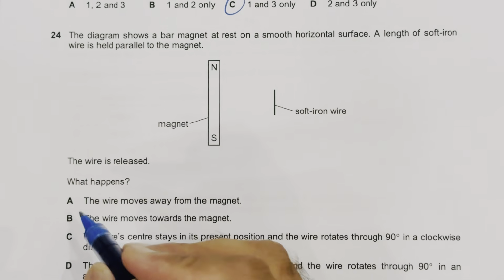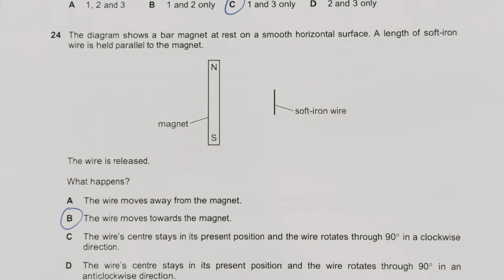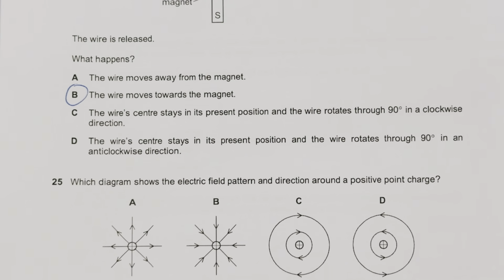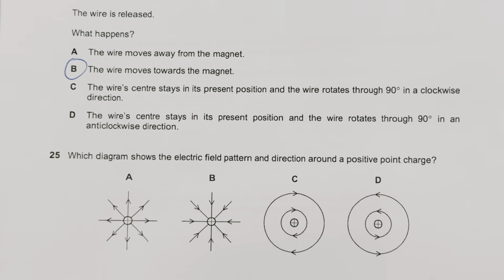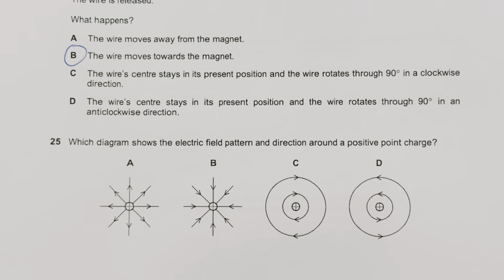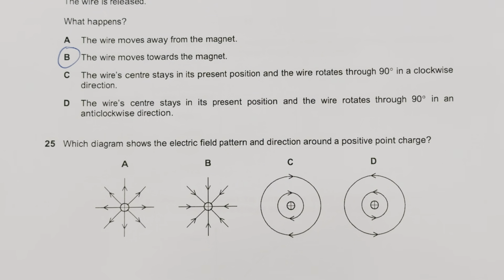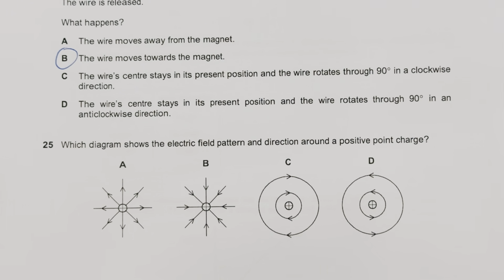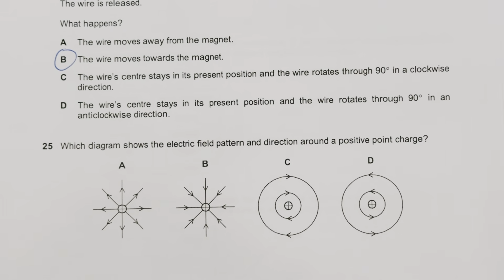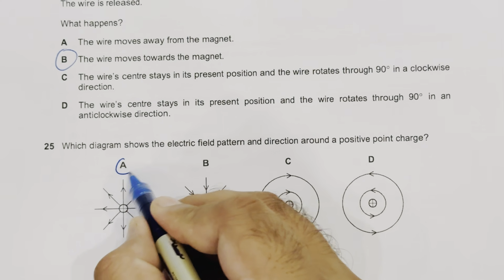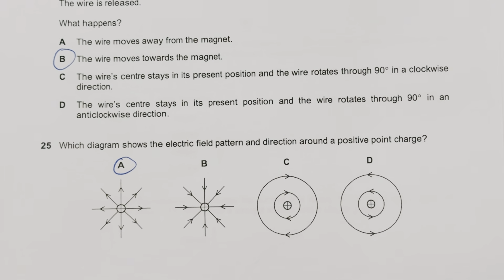So option number B is the right answer. Moving to question number 25. Which diagram shows the electric field pattern and the direction around a positive point charge? We know that from the positive point charge the lines move away from the charge. So option number A is carrying that option, so it is the right answer.